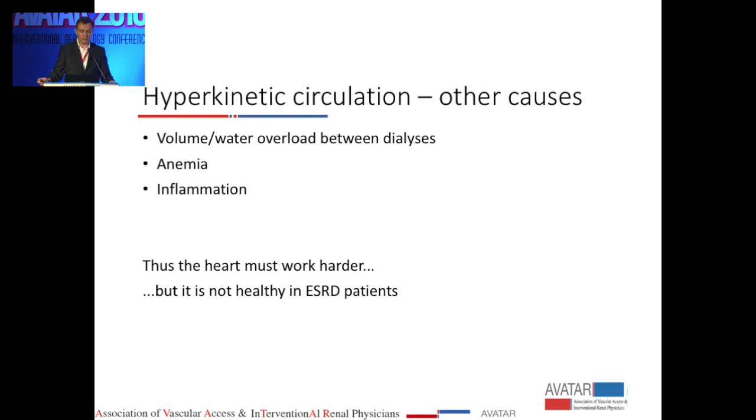Hemodialysis patients have also other mechanisms of hyperkinetic circulation. One is the volume or water overload between hemodialysis sessions. The second is anemia, sometimes even inflammation. Therefore, we can conclude that the heart must work harder in dialysis patients, but unfortunately it is usually not healthy, and this is why these patients frequently develop heart failure.